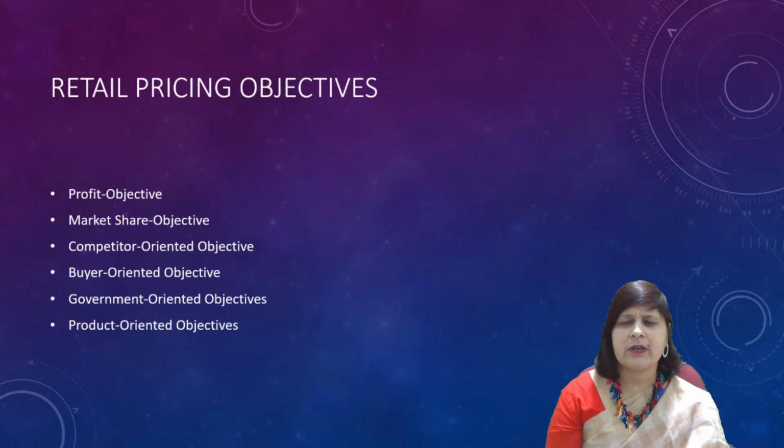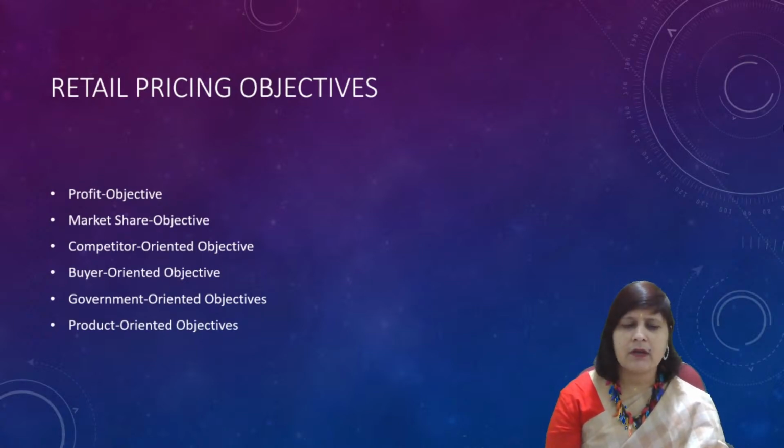Buyer oriented objectives: what type of buyers you are targeting, whether they are economy oriented, convenience oriented, value oriented, or image oriented. So a buyer oriented objective is there. So what type of market you are targeting. So retail pricing objective is there.